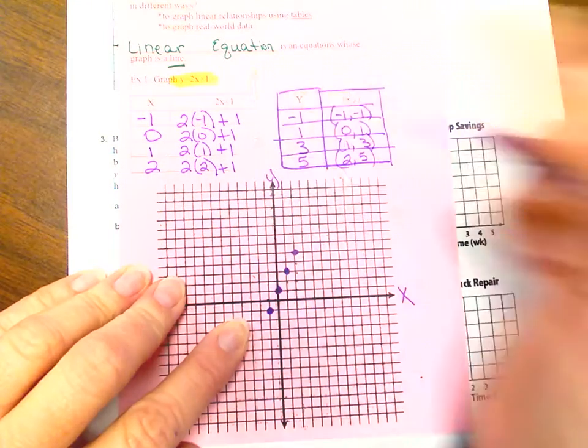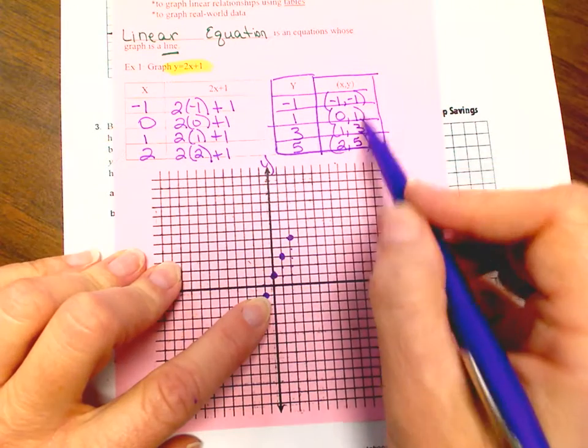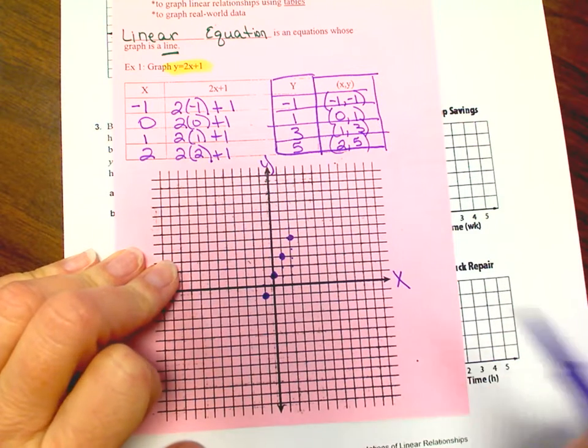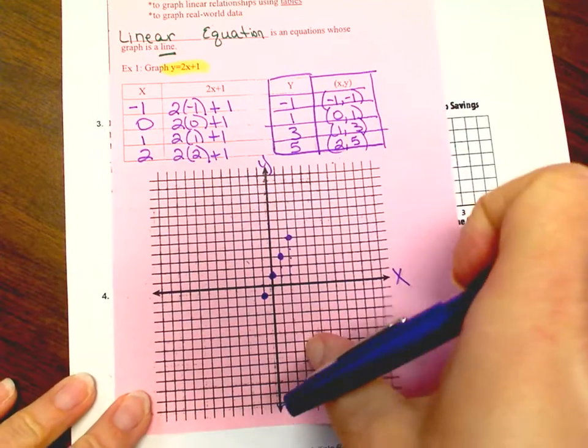This is your x, this is your y. Remember, you always find your x and then your y. Always find your x and then up or down for your y. Okay? It's that easy. Now let's look at your homework.